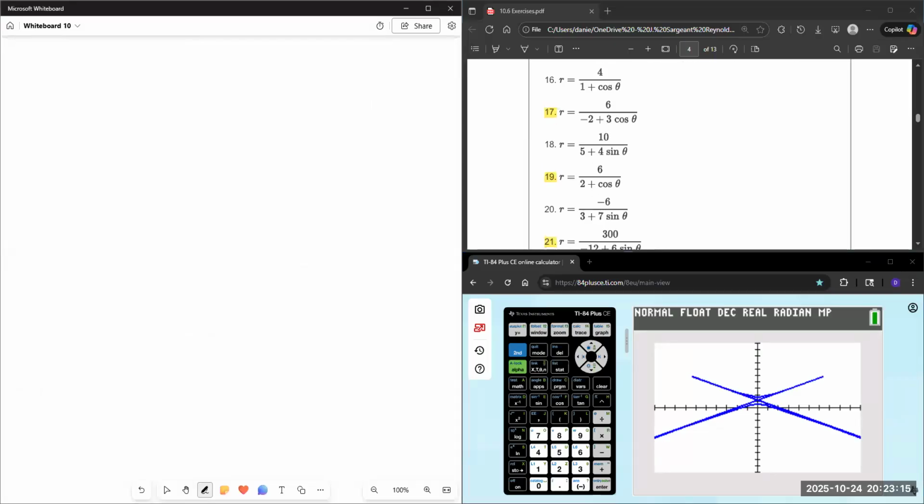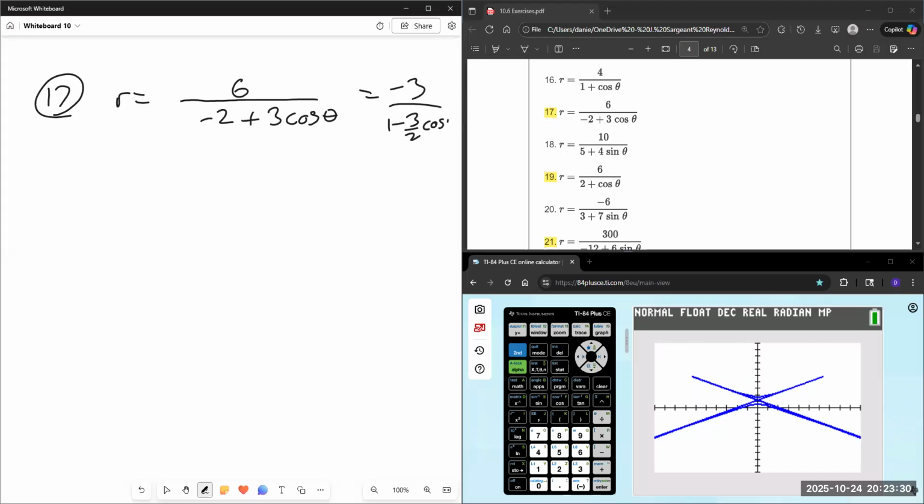All right, let's look at number 17. R is equal to 6 over negative 2 plus 3 cosine of theta. This is a negative 3 over 1 minus 3/2 cosine of theta. And we have our E is equal to 3/2, which is greater than 1. So we have a hyperbola, and our hyperbola has a transverse axis, that's the x-axis here. So we're going to be opening left and right with our hyperbola.